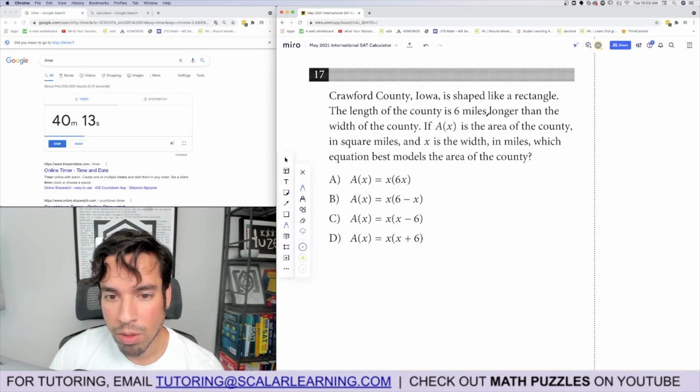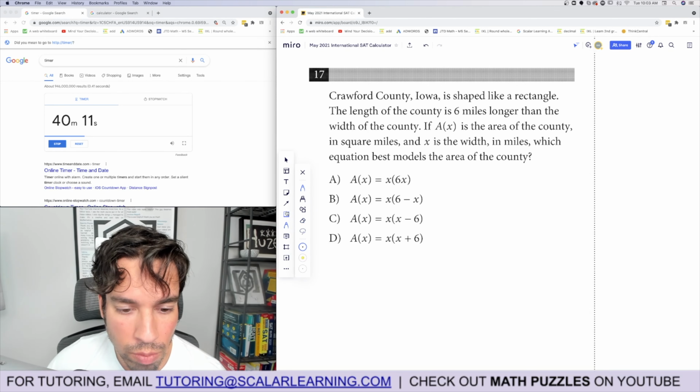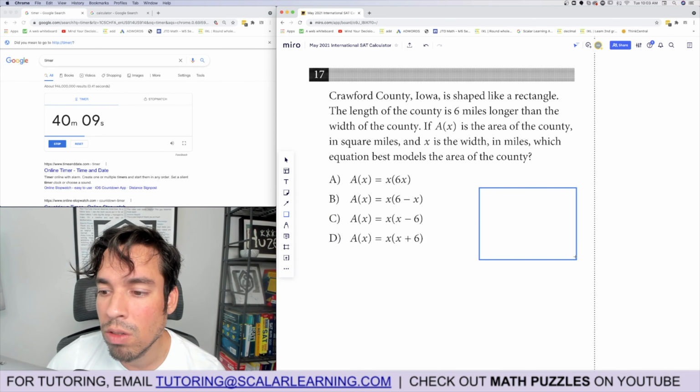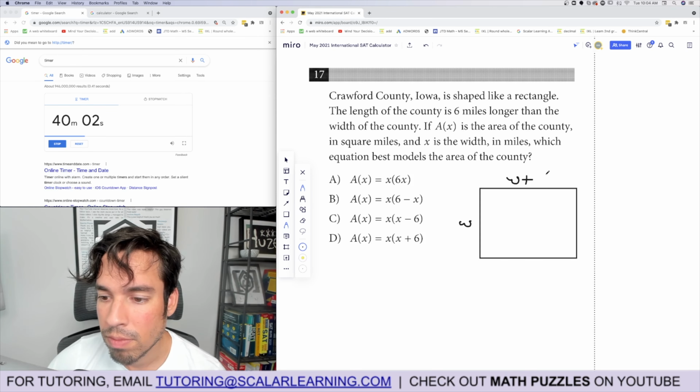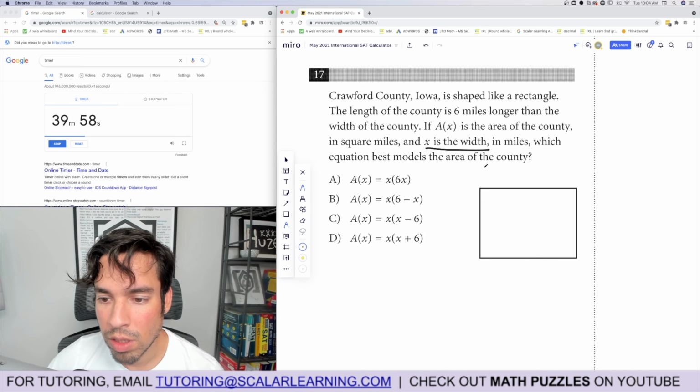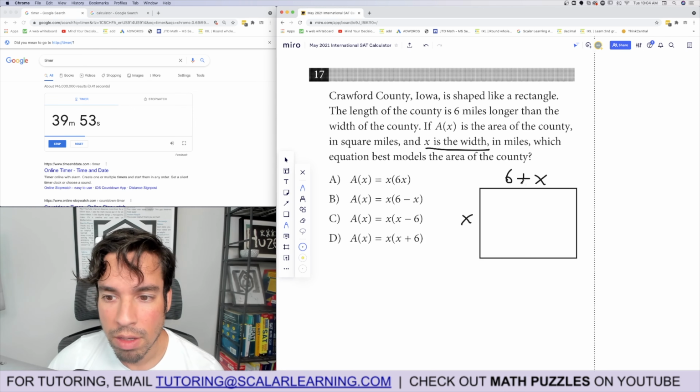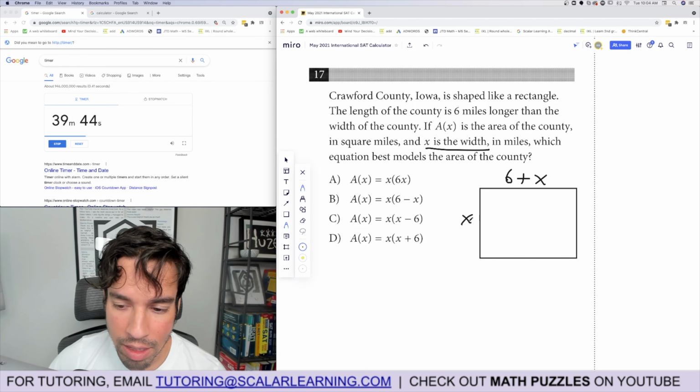Crawford County, Iowa is shaped like a rectangle. The length of the county, here, let's draw a rectangle. As soon as I hear a rectangle, I'm drawing a rectangle. The length of the county is 6 miles longer than the width of the county. Oh, wait, they used x. Hold on. Let's use x. x is the width. The length is 6 miles longer than the width. If A is the area of the county in square miles and x is the width in miles, which equation best models the area of the county? It's width times length, so x times x plus 6.